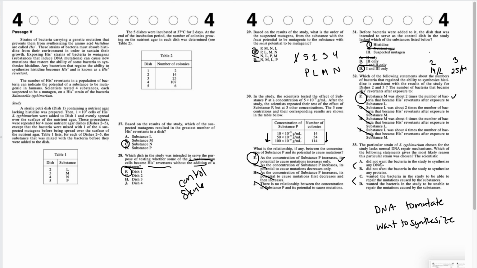If we look at A and B, they say did not want the bacteria to synthesize, and that is incorrect. Then for DNA, we want it to mutate. So we want the bacteria in the study to be able to repair the mutations, or we want them to not repair the mutations. We want them to actually mutate, so we don't want them to repair anything. We want them to continue to mutate. So D would be the correct answer for that one.